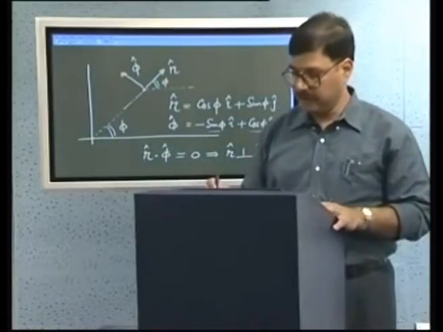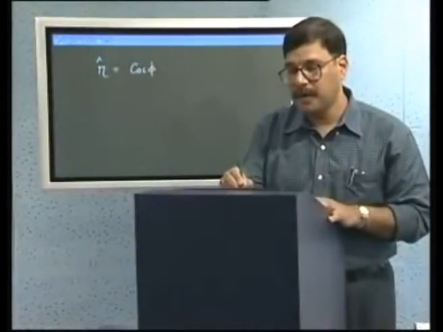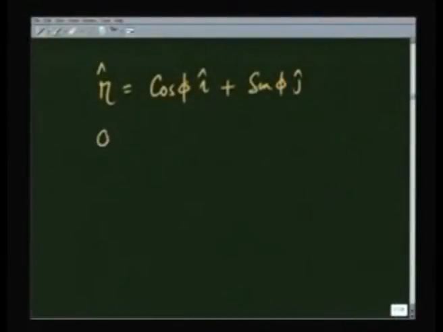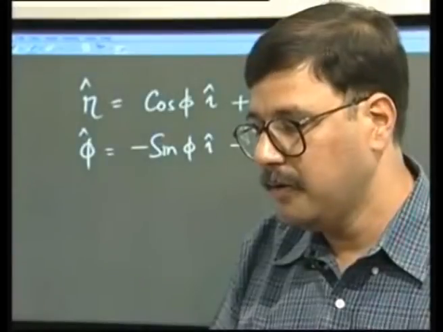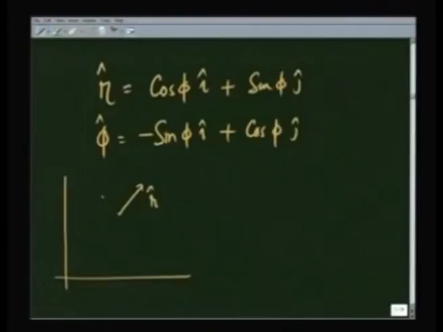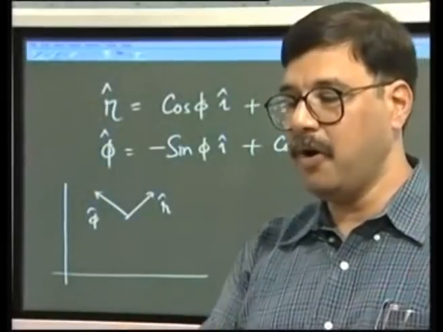It is clear from their definition, and let me write them separately now. r is equal to cosine of phi i plus sine of phi j. phi is equal to minus sine of phi i plus cosine of phi j. Just to remind you again, for a given position, this is my r unit vector and this is my phi unit vector.